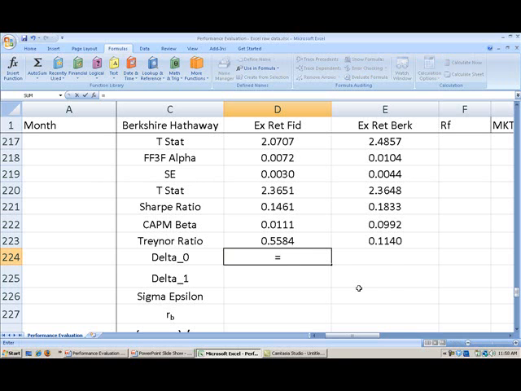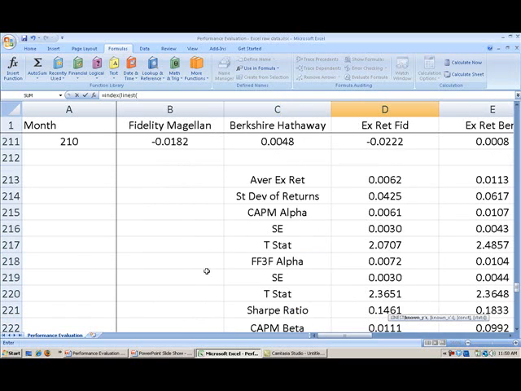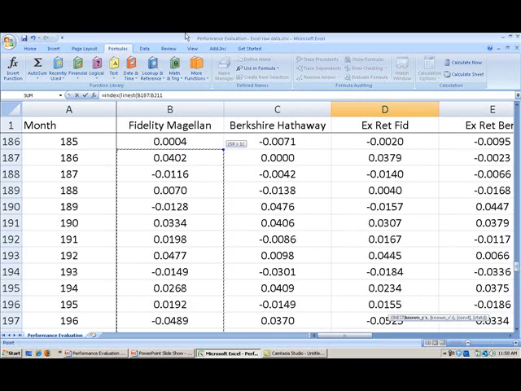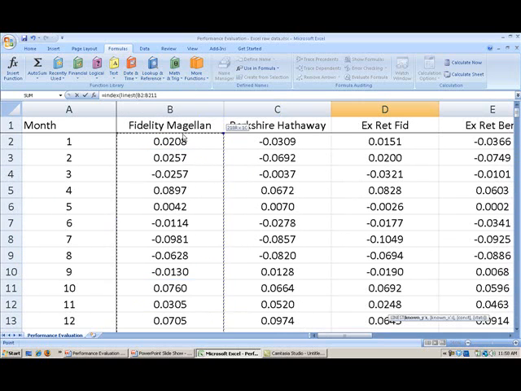Equals INDEX LINEST. Now let's select the returns for Fidelity. We know that the independent variable is the market returns, market underscore ret. We want an intercept and we also want the statistics. Close the brackets. We want to look in row 1, column 2 to calculate the intercept value.